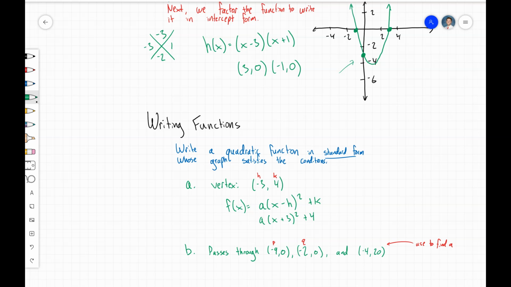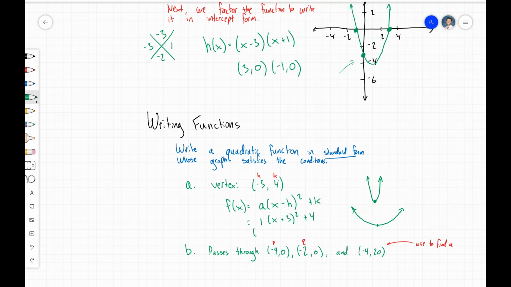Now, remember that a just causes a vertical stretch or shrink. It's not going to change where the vertex is of our graph, right? We might have something that looks more like this or something that looks more like this, but they're sharing that vertex. So for ease of calculation here, we're just going to choose a equals 1 because we want to write this in standard form. So that's going to make it easier for us to do. So now we just need to write this in standard form.